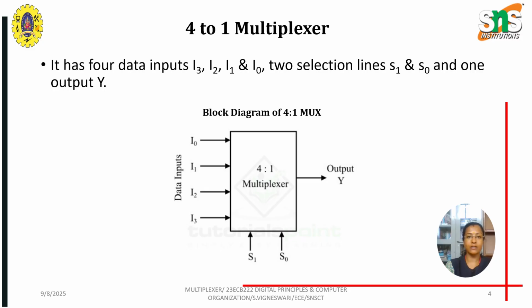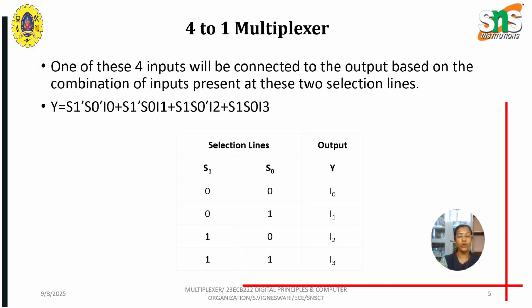Here 4 represents the 4 data inputs and 1 represents the single output line. The 4 data inputs are I0, I1, I2 and I3, and the selection lines are S1 and S0. Since there are 4 data inputs, the number of selection lines is 2. Based on the selection lines, the output will be connected to one of the 4 data inputs. The Boolean expression for the 4 to 1 multiplexer is S0 bar S1 bar I0 plus S1 bar S0 I1 plus S1 S0 bar I2 plus S1 S0 I3. From the truth table, we derive this Boolean expression.